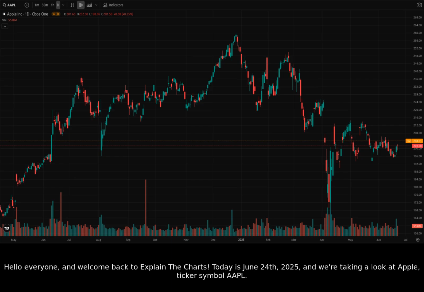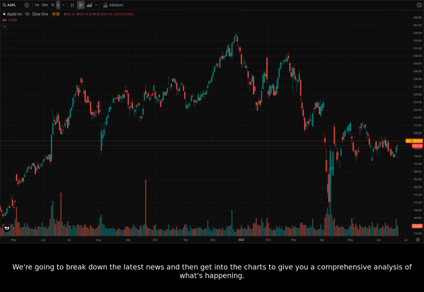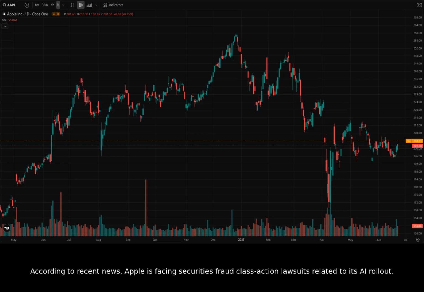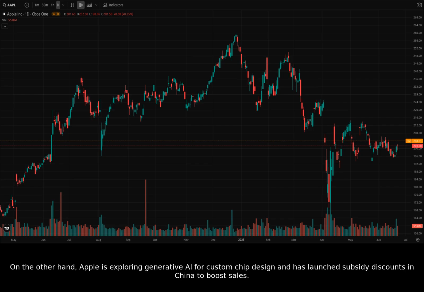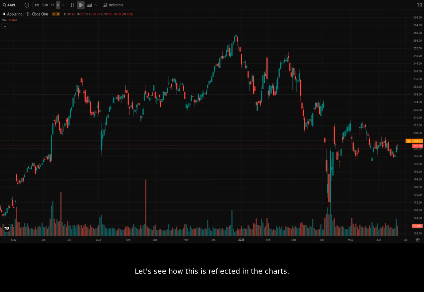Today is June 24th, 2025, and we're taking a look at Apple, ticker symbol AAPL. We're going to break down the latest news and then get into the charts to give you a comprehensive analysis of what's happening. According to recent news, Apple is facing securities fraud class action lawsuits related to its AI rollout. There are also concerns about Apple's slow response to the AI megatrend, with analysts suggesting potential acquisitions like Perplexity AI. On the other hand, Apple is exploring generative AI for custom chip design and has launched subsidy discounts in China to boost sales. Let's see how this is reflected in the charts.